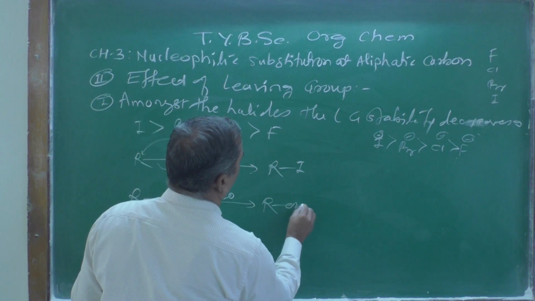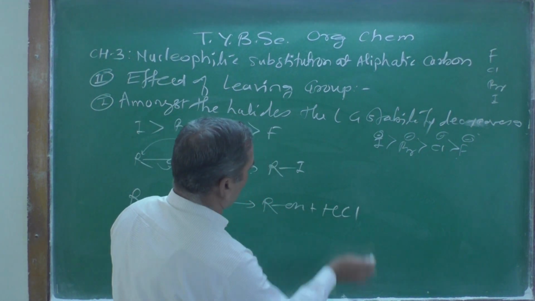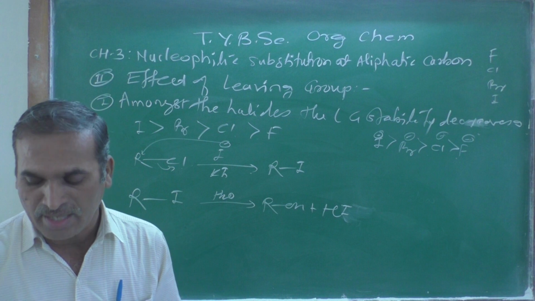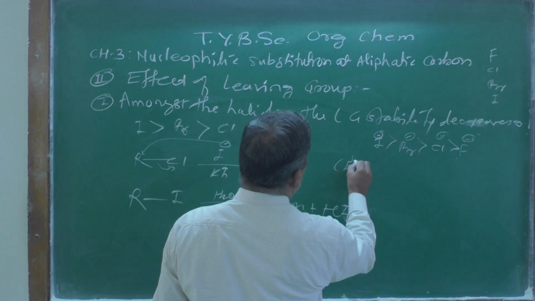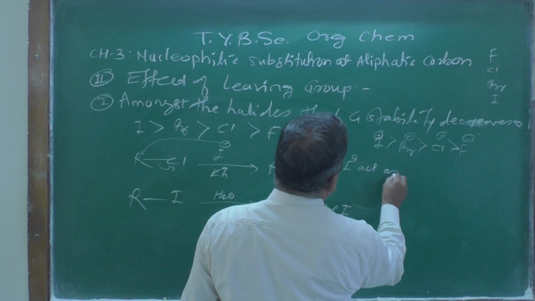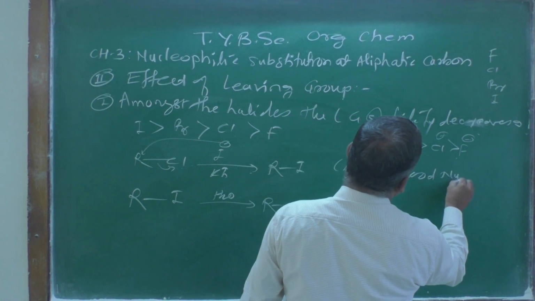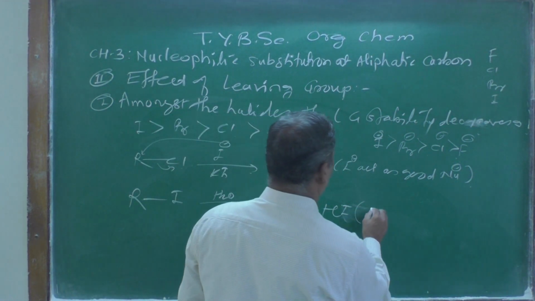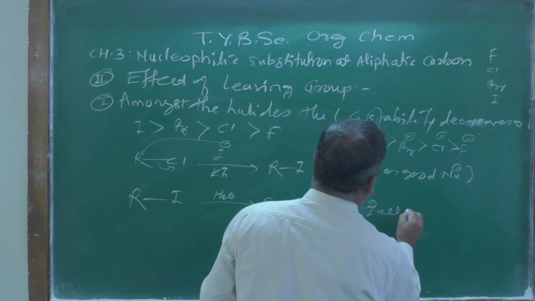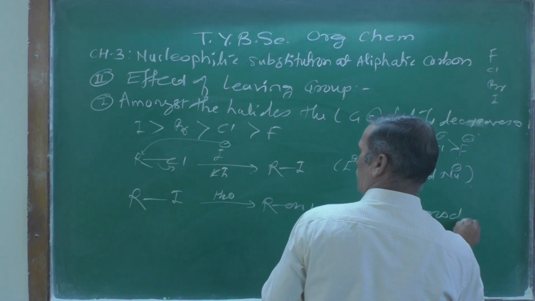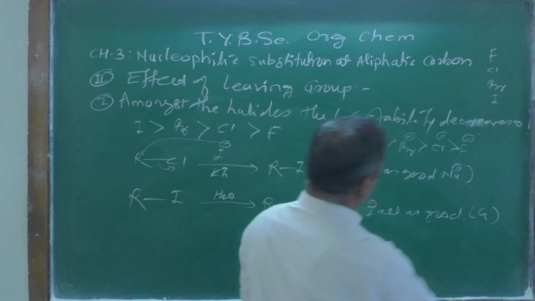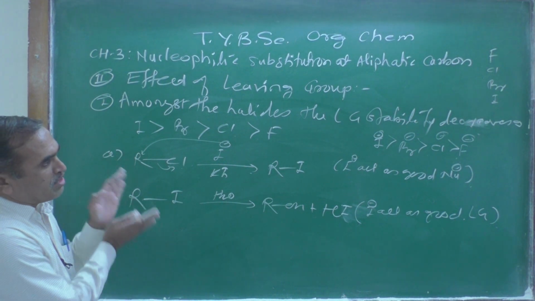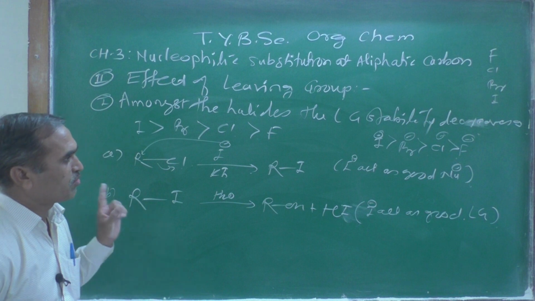you are going to get ROH plus HI. Now look here, in the first case I minus acts as a good nucleophile, whereas in this second reaction I minus acts as a good leaving group.